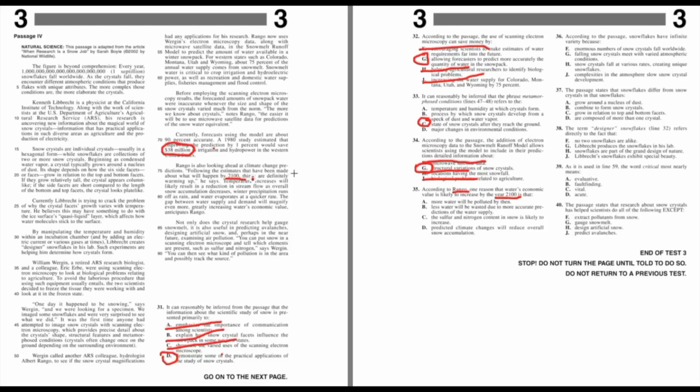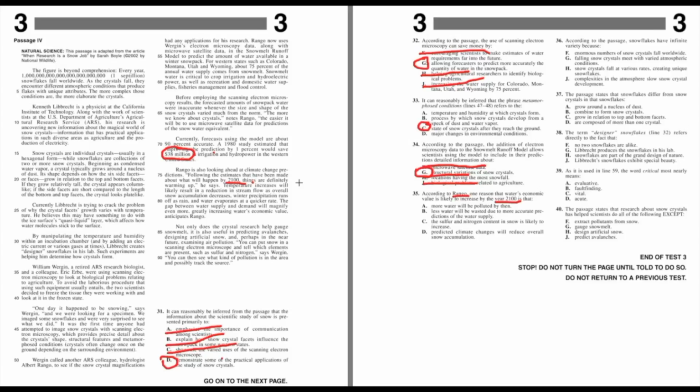And just to give some context, Rango says that following the estimates that have been made about what will happen by 2100, things are definitely warming up. And then he goes on to talk about how temperature increases are going to result in less snow crystal accumulation, which is going to result in essentially less water because there's less snow melt. So let's go back to our answers, and we can see that given what we just read in the passage, D is the only answer that makes sense.